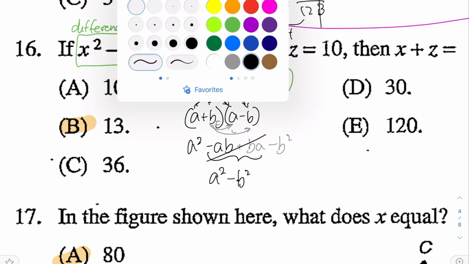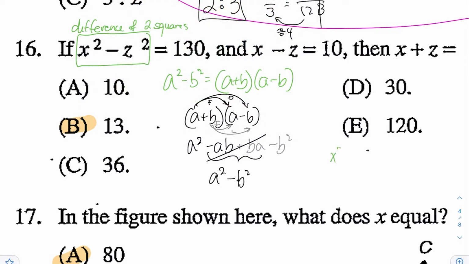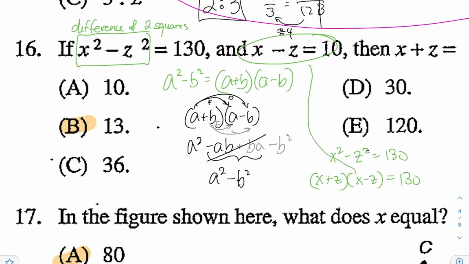So from here, you can turn this x squared minus z squared into x plus z times x minus z. That's equal to 130. And that x minus z is 10. So that means that x plus z times 10 is equal to 130. So if you divide by 10, you get that x plus z has to be equal to 13.